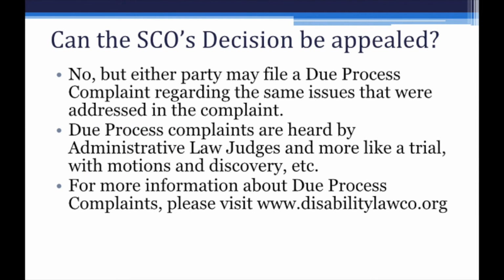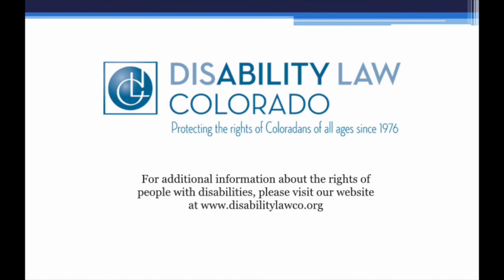The state complaints officer's decision cannot be appealed, but either party may file a due process complaint regarding the same issues that were addressed in the state complaint. Due process is more like a trial before an administrative law judge with motions and discovery. If you go to due process, you will essentially be scrapping the state complaint and starting anew. For more information about due process, please visit www.cde.state.co.us/spedlaw/.